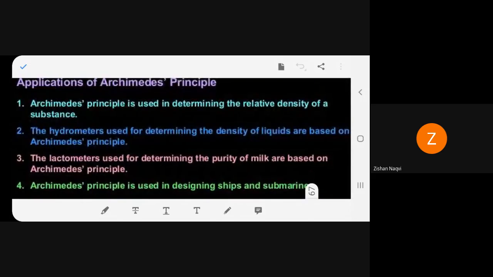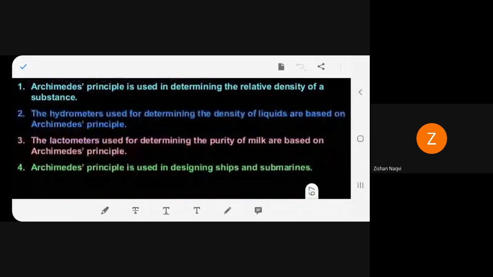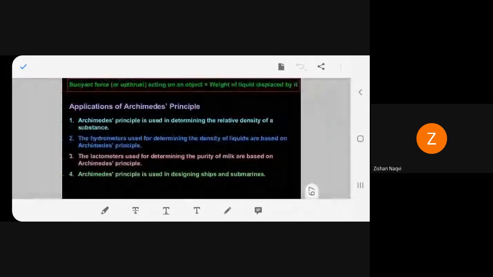Application of Archimedes principle. Archimedes principle is used in determining the relative density of a substance. Second, the hydrometer used for determining the density of liquids is based on Archimedes principle. Third, the lactometer used for determining the purity of milk is based on Archimedes principle. Fourth, Archimedes principle is used in designing ships and submarines. Anything extra you got in this slide? Or is it the same?